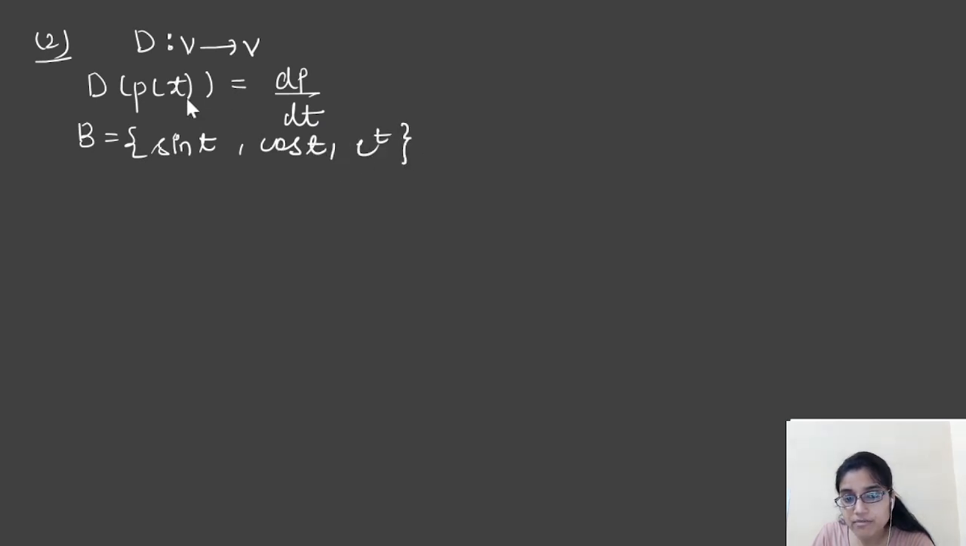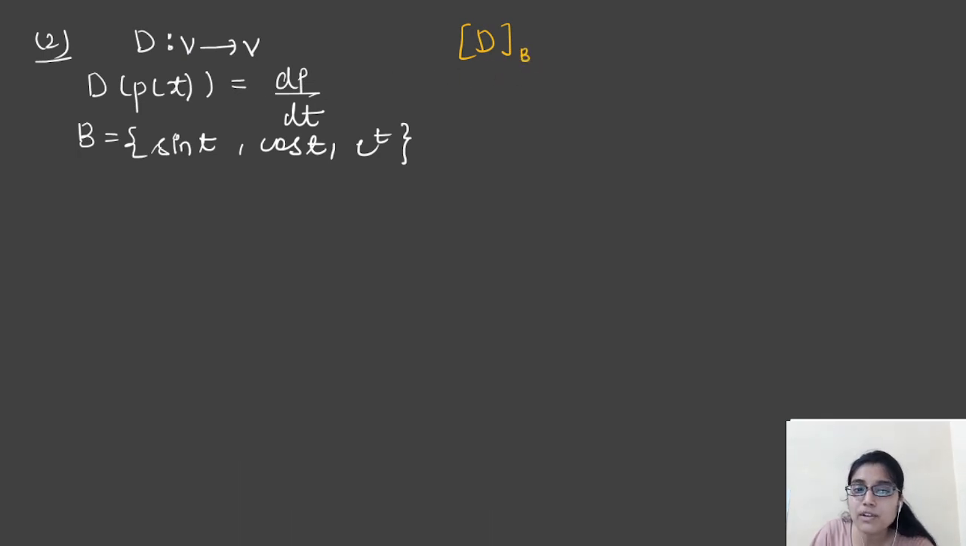So here V is a collection of functions, a collection of all the functions. So basically we are just taking a subset of this V, where we have sin t, cos t and e^t. It is not specified, but V is a subset of the collection of all the functions. So here we need to find out the matrix representation of D with respect to basis B.